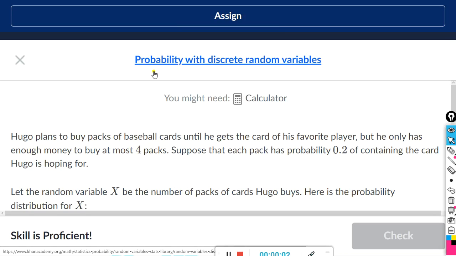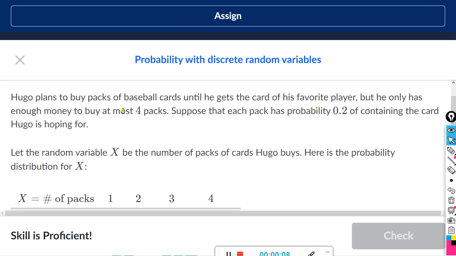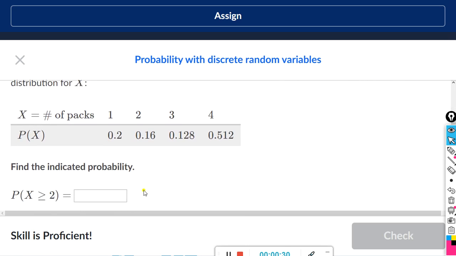This will be for the assignment on probability with discrete random variables. Hugo plans to buy packs of baseball cards until he gets the card of his favorite player, but he only has enough money to buy at most 4 packs. Suppose that each pack has probability 0.2 of containing the card Hugo is hoping for. Let the random variable x be the number of packs Hugo buys. Here's the probability distribution. Find the indicated probability.